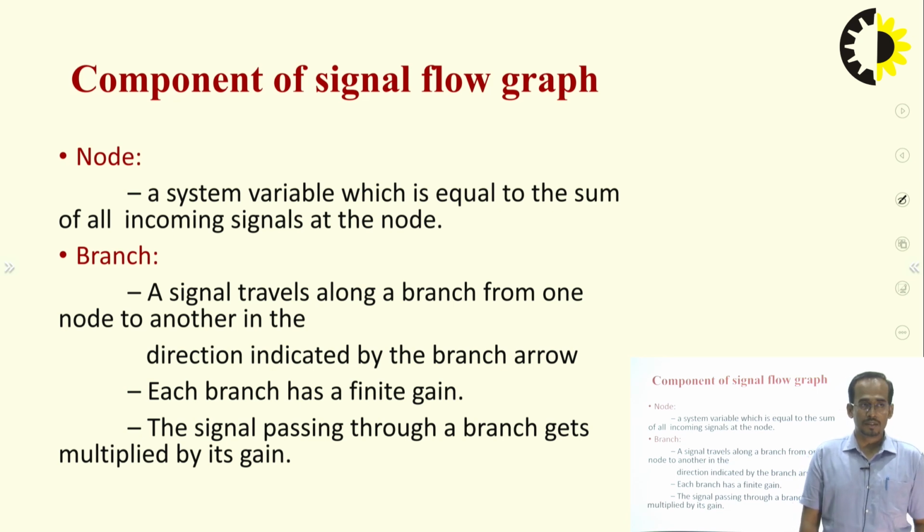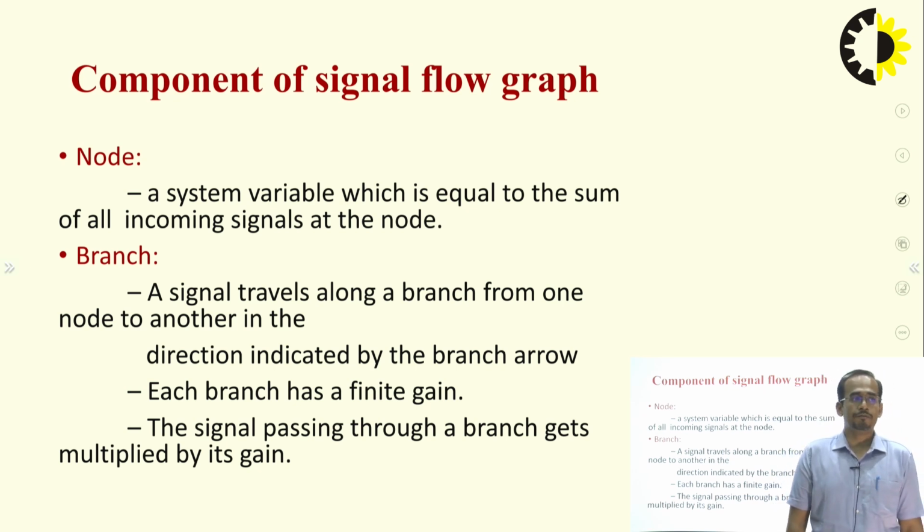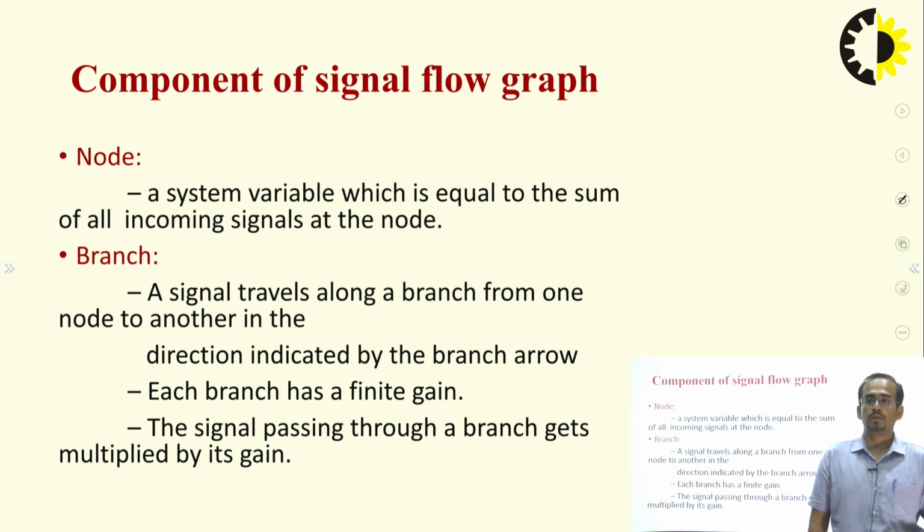What is a node? A node is a system variable which is equal to the sum of all incoming signals at the node. What is a branch? A signal travels along a branch from one node to another node in the direction indicated by the branch arrow, and each branch has a finite gain. The signal passing through a branch gets multiplied by its gain.